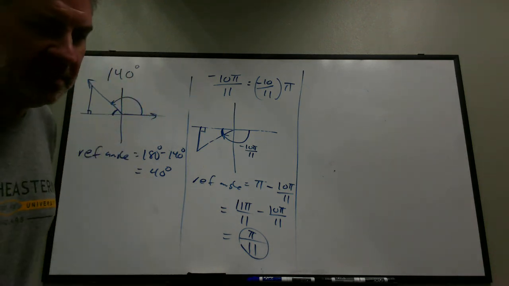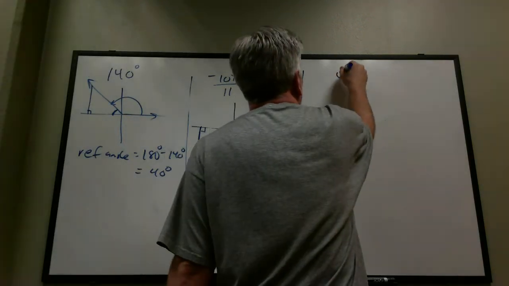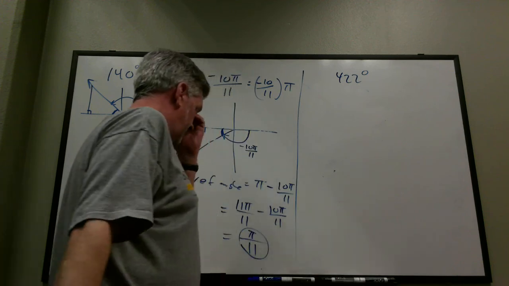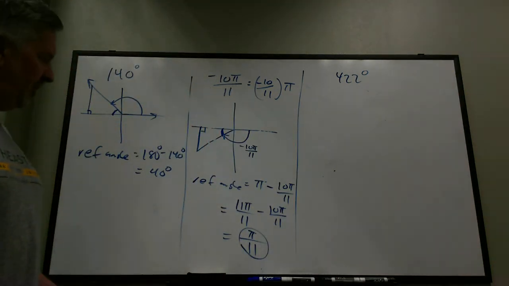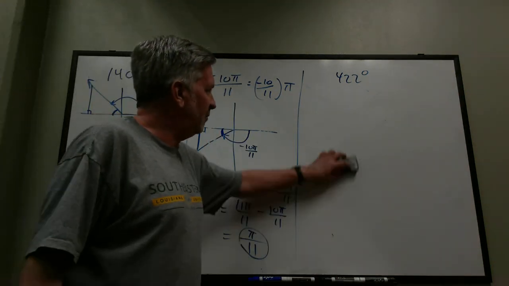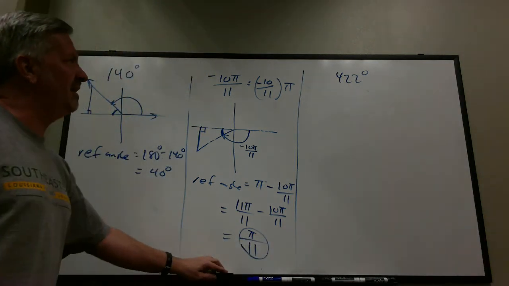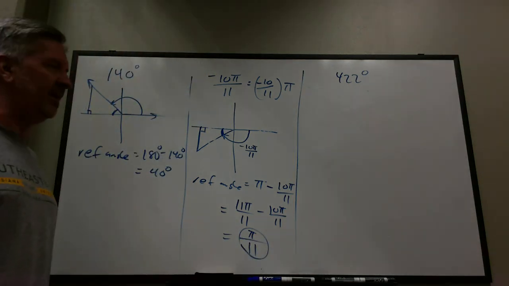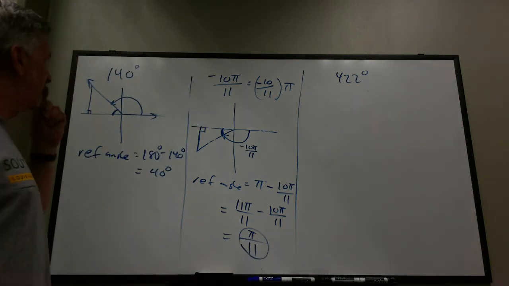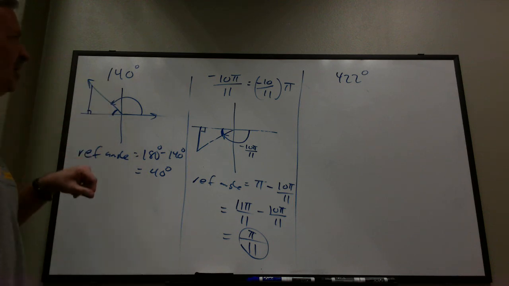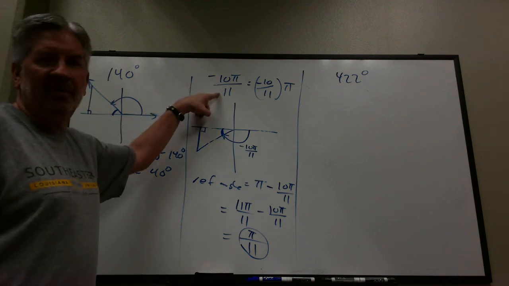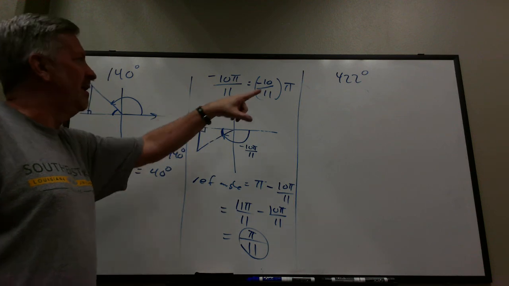Okay, the third one says 422 degrees. Whenever I'm sketching an angle, one of my first questions I ask myself is, is the angle more than one complete rotation all the way around? Well, clearly 140 wasn't, and 10 pi over 11 isn't close to 2 pi, but 422 is more than 360.